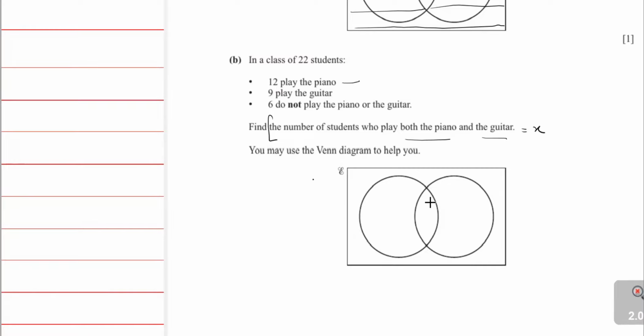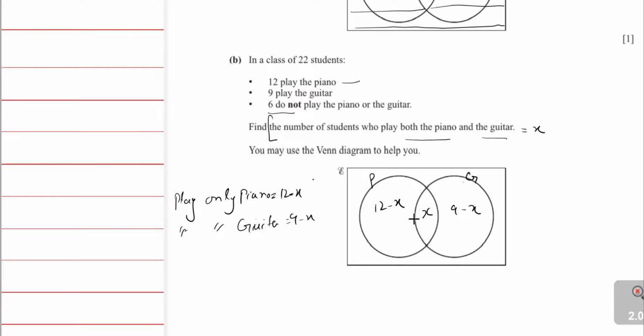Look here, this region shows who play piano and this is for guitar. And this region shows who play piano and guitar. We write down here X. And who play only piano, that will be equal to 12 minus X. Here we write 12 minus X. And next, students who play only guitar, that will be equal to 9 minus X. 6 students who do not play piano or guitar, this region will be the outside.